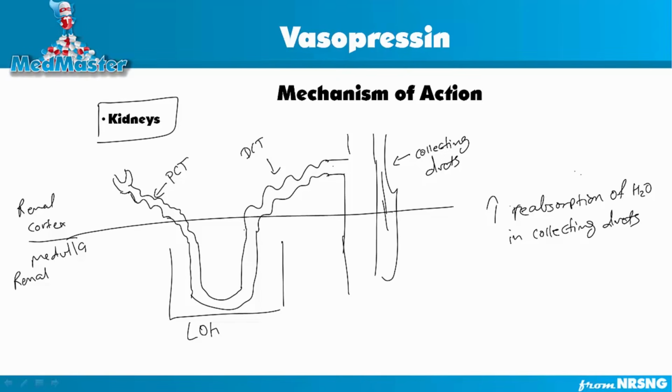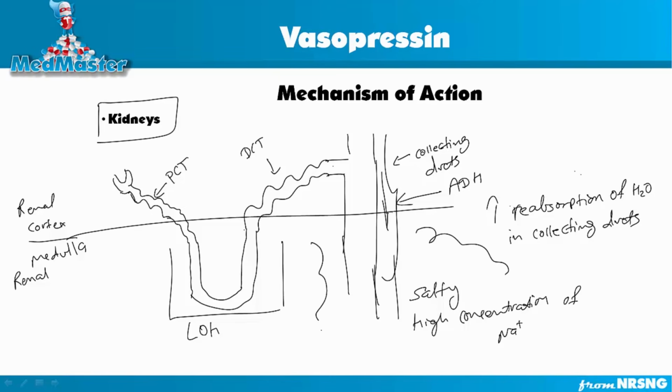So here you have urine going through, and it's going to go to the bladder and get excreted. What happens? ADH comes here and works on these collecting ducts and makes them more permeable to water. So this is mostly all in the medulla. It's all salty. There's a high concentration of sodium. So this whole part is salty right here.